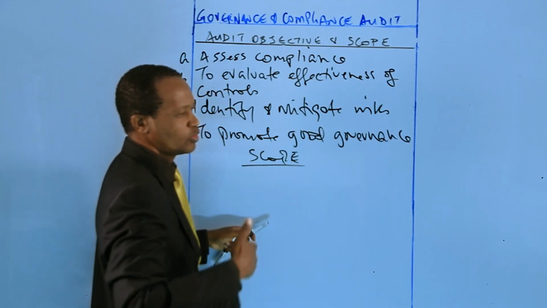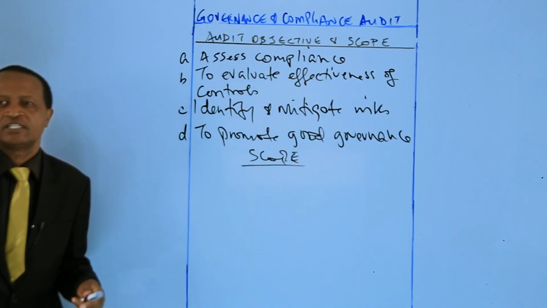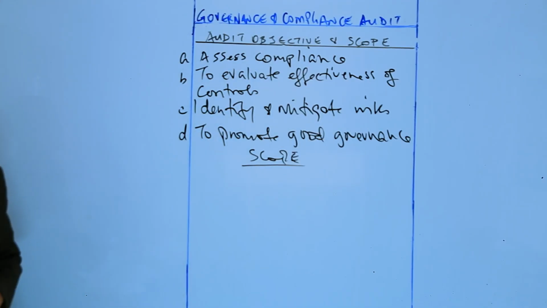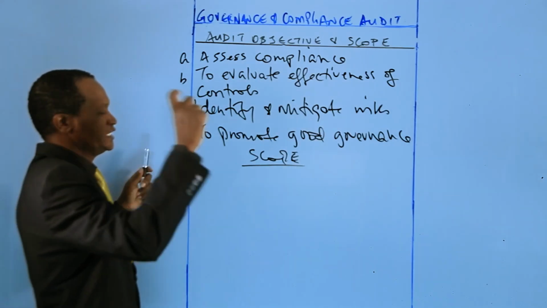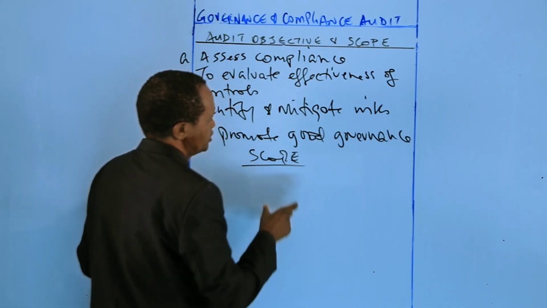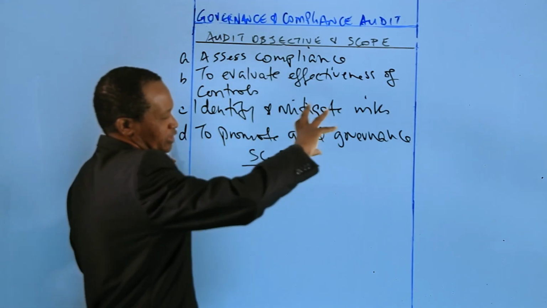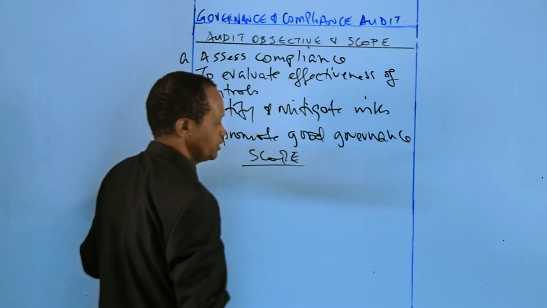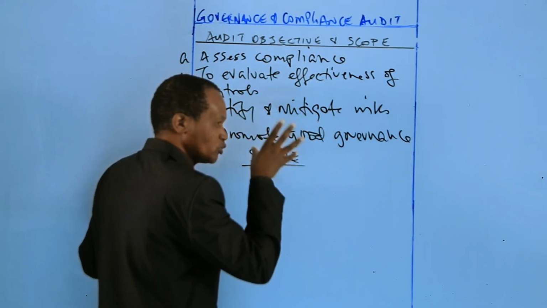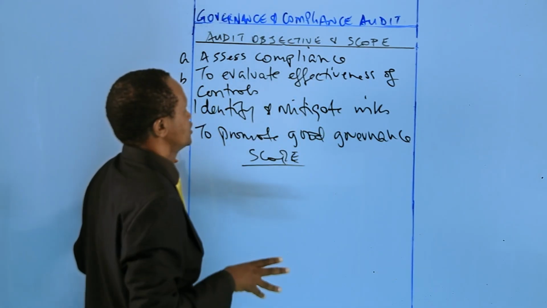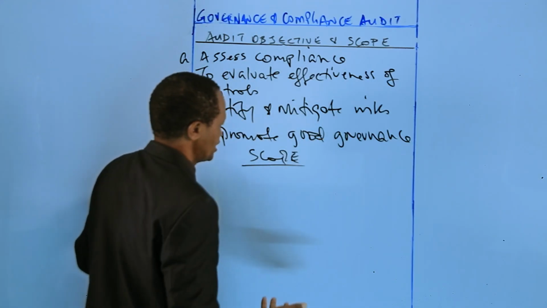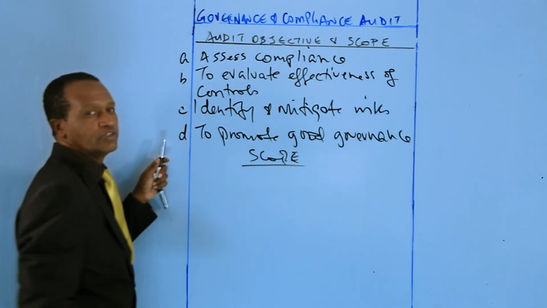It defines what will be done, what will be examined, and therefore a well-defined scope prevents what we call scope creep and ensures that the audit team focuses on the most critical areas. So scope is simply the boundary. What will be examined, what will not be examined, defines what is to be examined in the process of auditing. What areas will be covered? That is the scope of the audit.